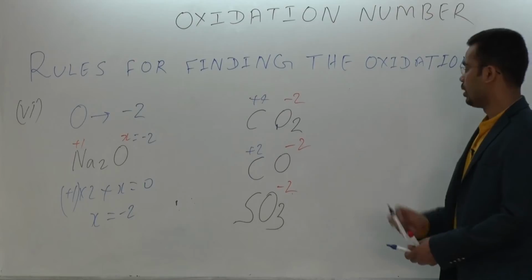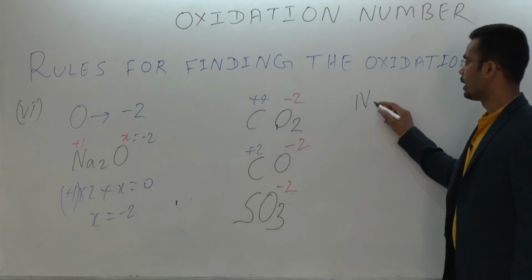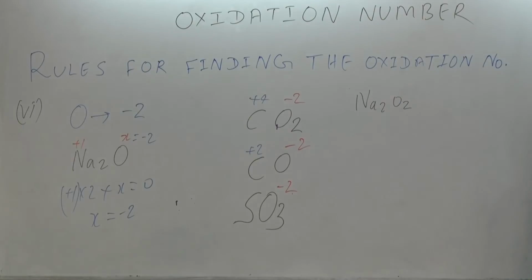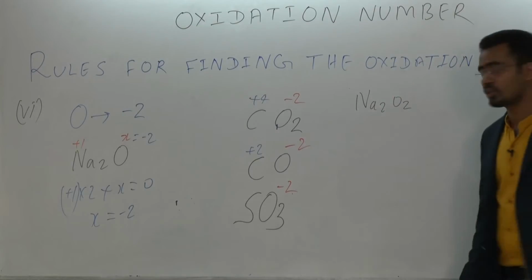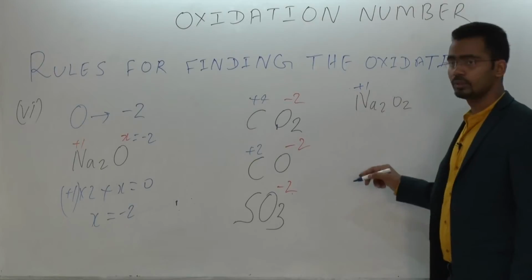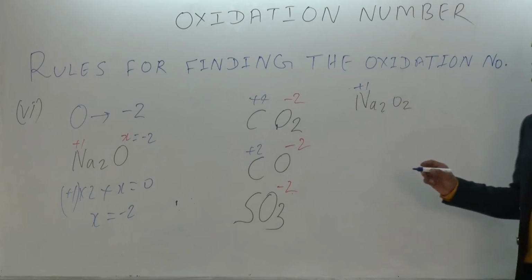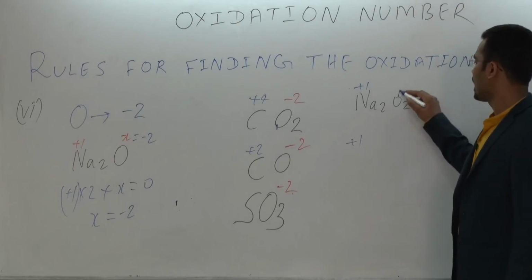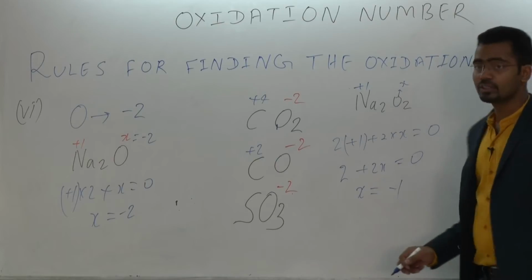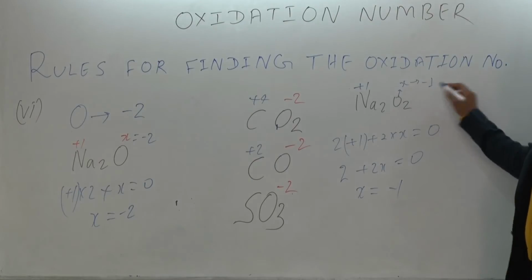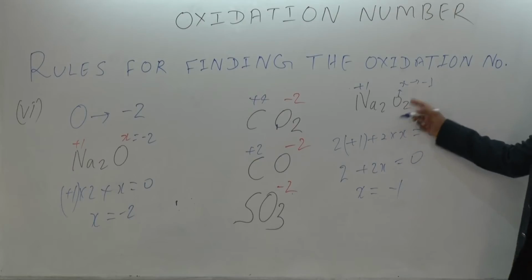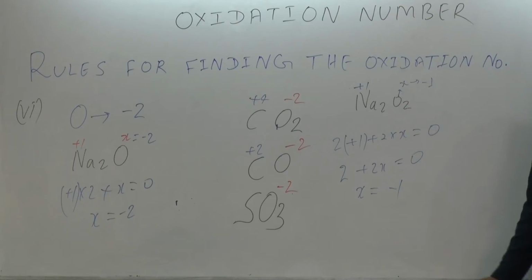In peroxide, oxygen has -1 oxidation number. For example, if we have Na2O2, we know that sodium has +1 oxidation state. The net charge must be equal to 0. Therefore, +1 for sodium, and oxygen we assume has X: 2 plus 2X equal to 0. It means X equal to -1. So it has -1 oxidation state. Therefore, it is sodium peroxide, not the normal oxide. Clear? So in peroxide, oxygen has -1.